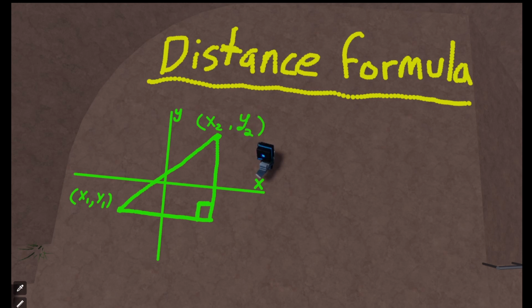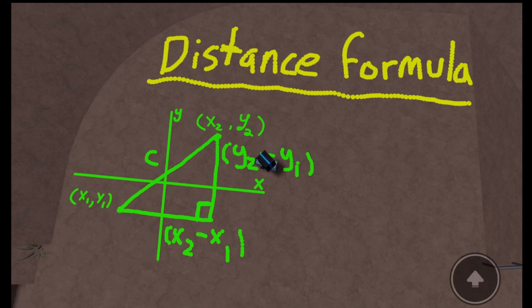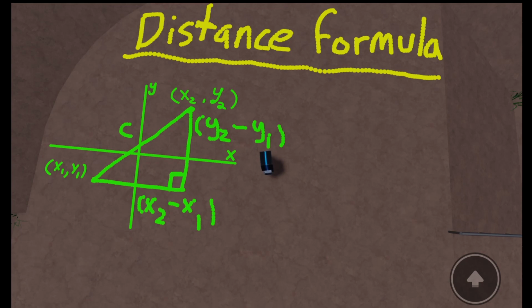Let's find the legs of this triangle. This leg of the triangle is going to be x2 minus x1, because that's the distance between the x coordinates. This vertical leg of the triangle is going to be y2 minus y1, because that's the distance between the y coordinates. And let's just call this hypotenuse C for now. And then now we just apply the Pythagorean theorem to find that distance C.